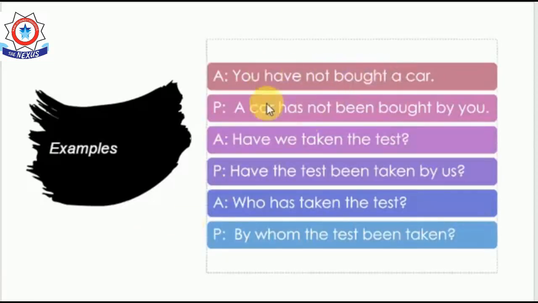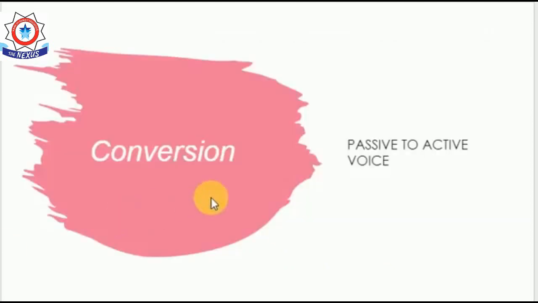Examples. You have not brought a car. A car has not been brought by you. Have we taken the test? Has the test been taken by us? Who has taken the test? By whom has the test been taken? Okay, I hope you have got the concept.